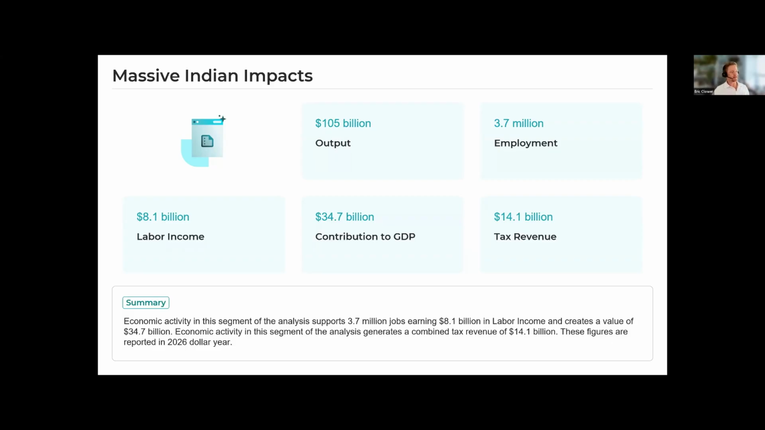So as I said, you can see massive impacts. 3.7 million in employment, 14.1 billion in tax revenue. So let's think about where we might want to go next with this. This was a very simple setup, just dropping those employment numbers in.